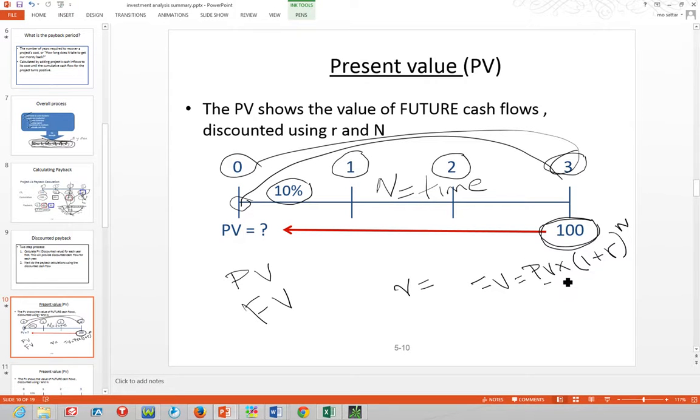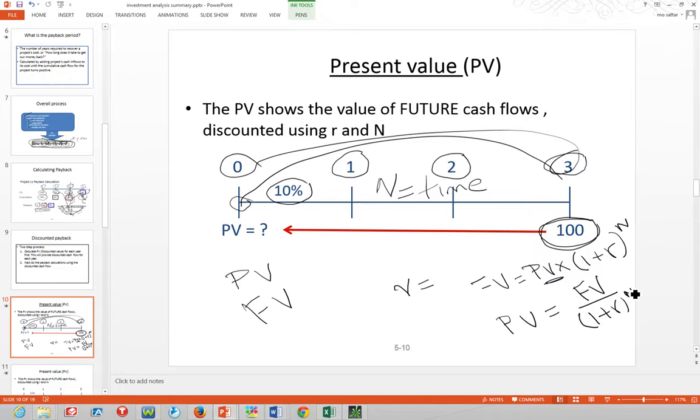If I want to know the present value, the formula will be whatever the future value cash flow is, and I would divide it by 1 plus R raised to n. Now some of the stuff may seem a little confusing, but when I go through the examples, I guarantee it will become very clear for you.